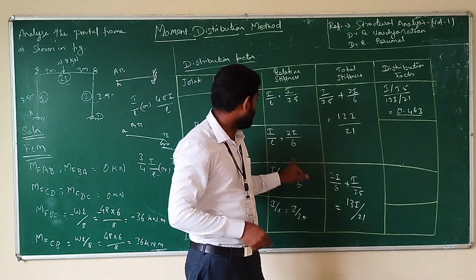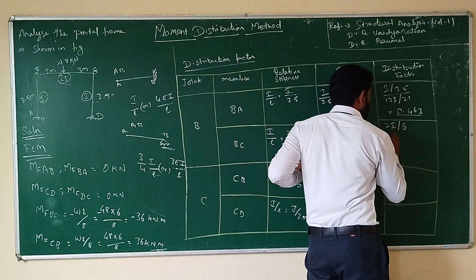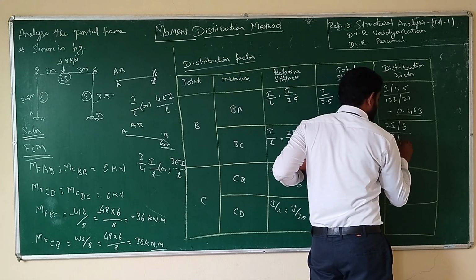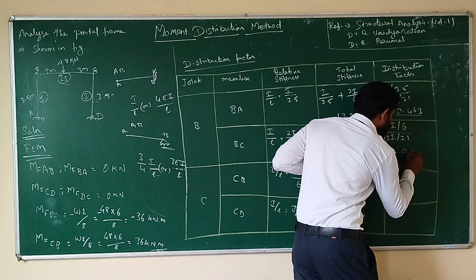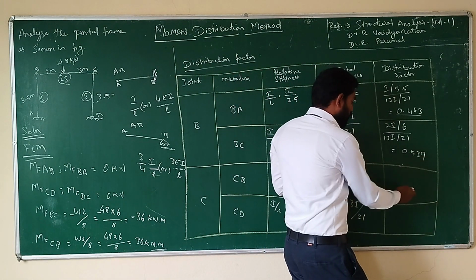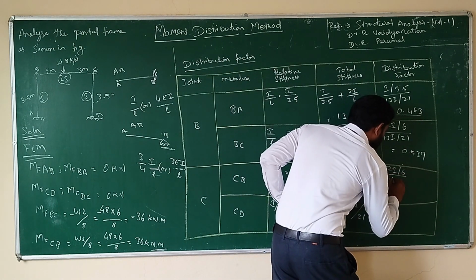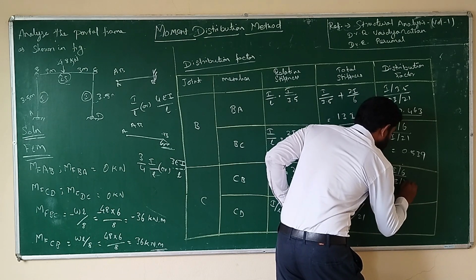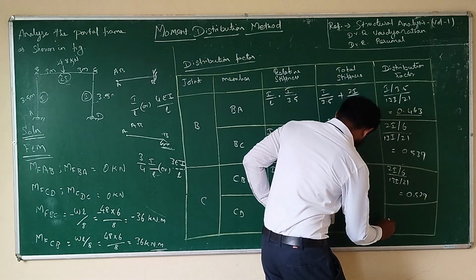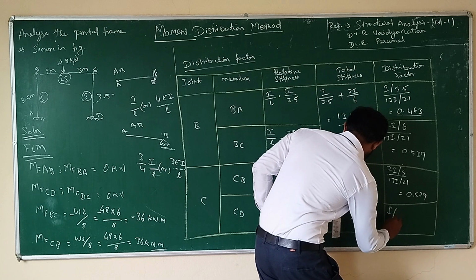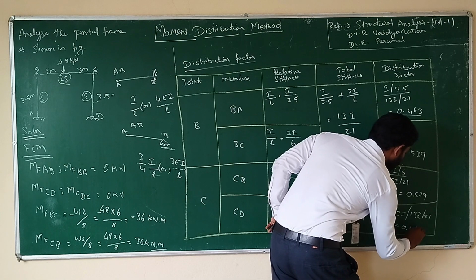And the same way, the next one is 2I by 6. So here 2I by 6 divided by 13I by 21. By solving this one, I get the value of 0.539. And the same way, you can solve the other two values. So here, the same way, 2I by 6 divided by 13I by 21. By solving this one, the value will become 0.539. And the next one, I by 3.5 divided by 13I by 21, so it will be 0.463.